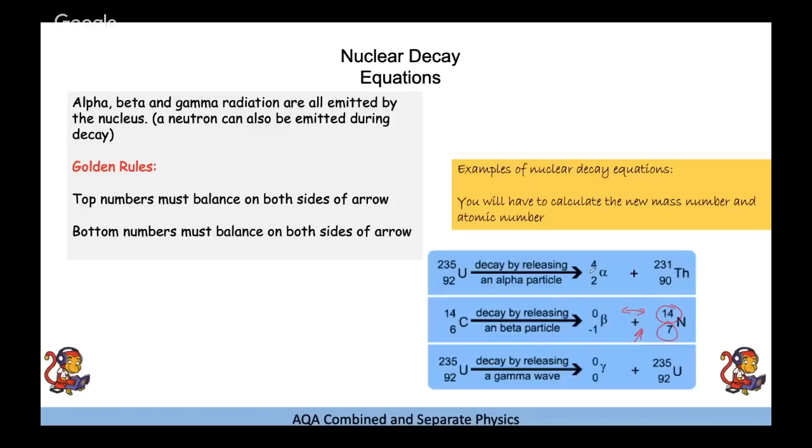What's the effect of alpha radiation? Mass number goes down by 4, and the atomic number goes down by 2. Gamma radiation is lovely, no change.